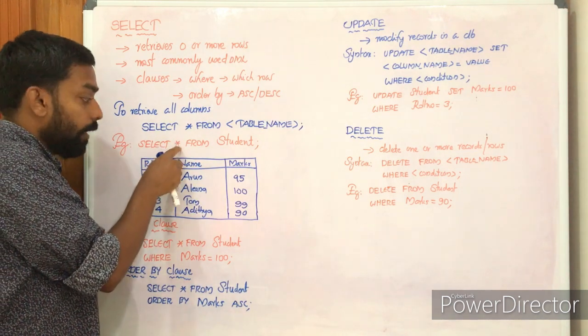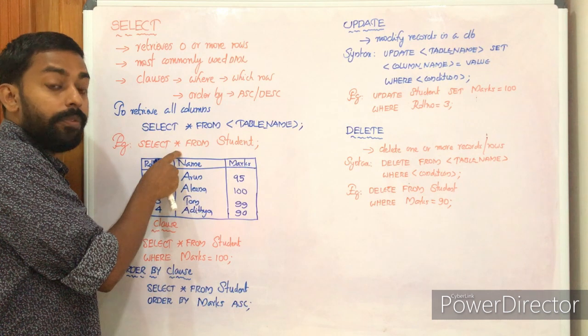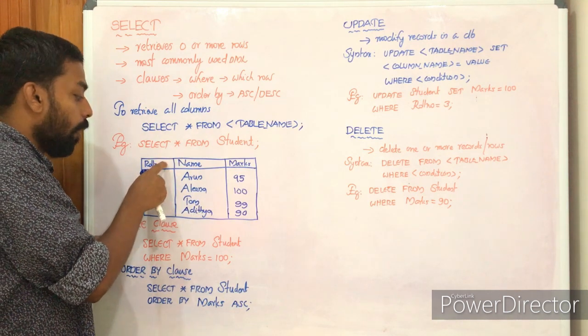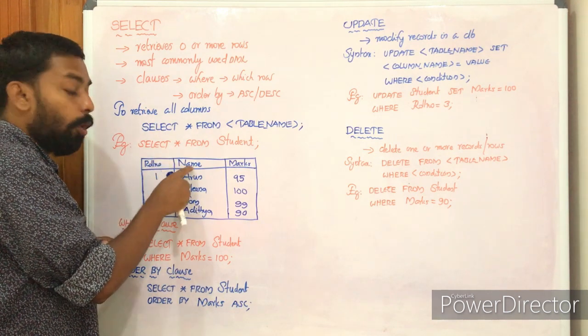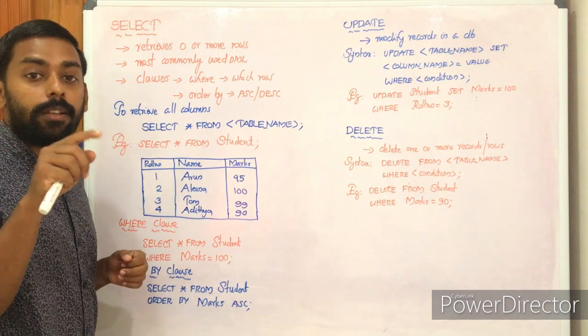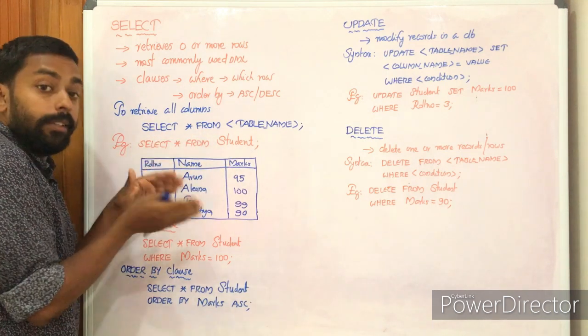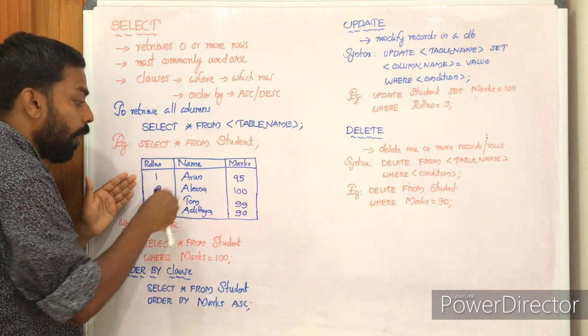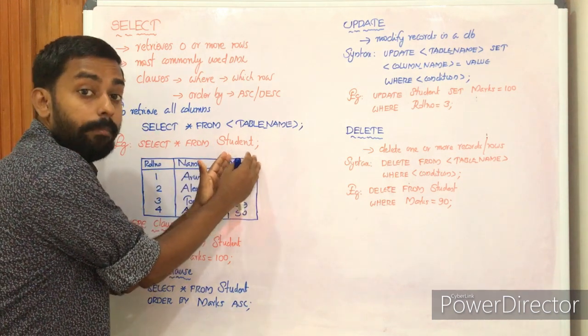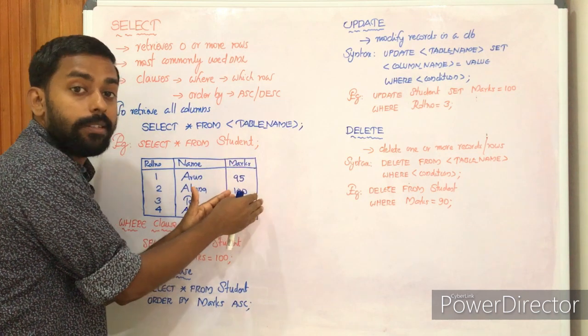Select, in the place of star, we give the column names, right? Select roll number, name from student. So in the resultant table we will have only roll number and name. We won't have any marks. We won't have this column marks in the resultant table.